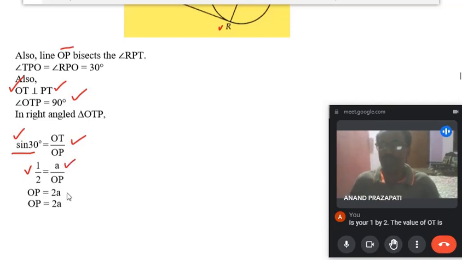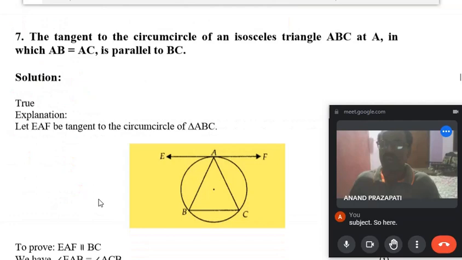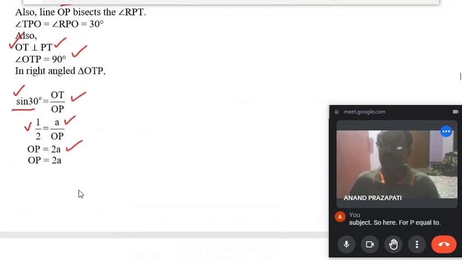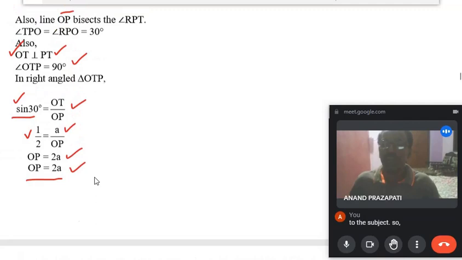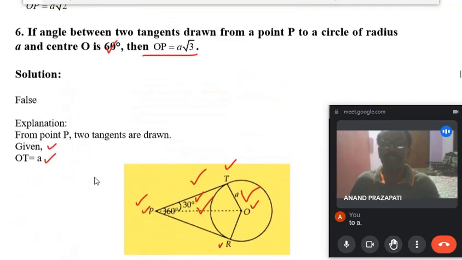Now by cross multiplication we get this step. So here OP equals 2A. Hope there is no problem understanding up to this step. So OP equals 2A, but the question said OP equals A root 3. So this is a false statement. Hope there is no problem understanding the explanation of question number 6.